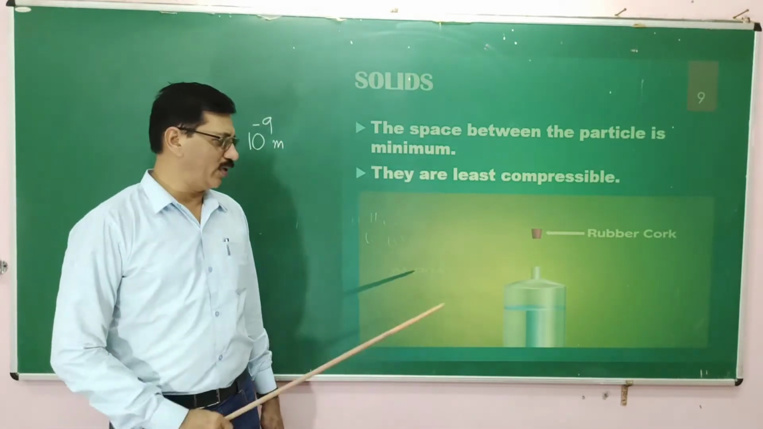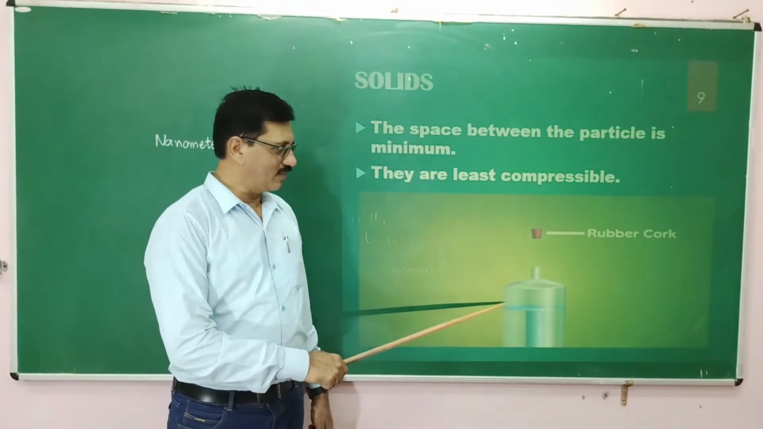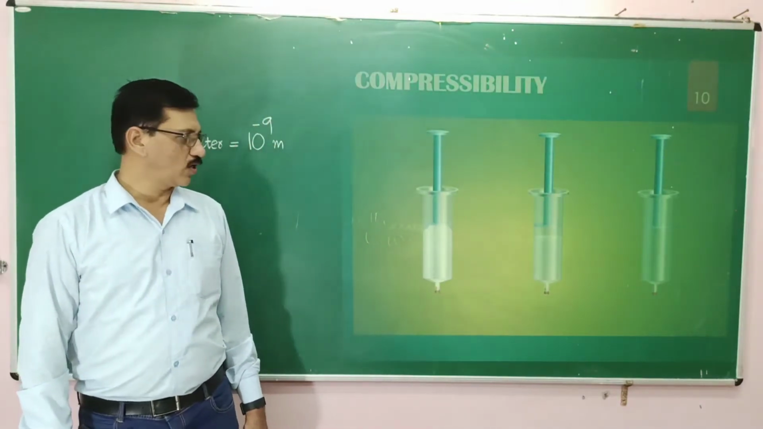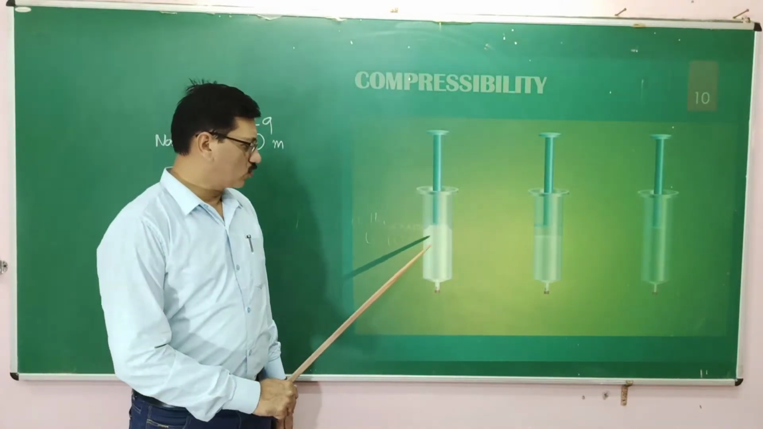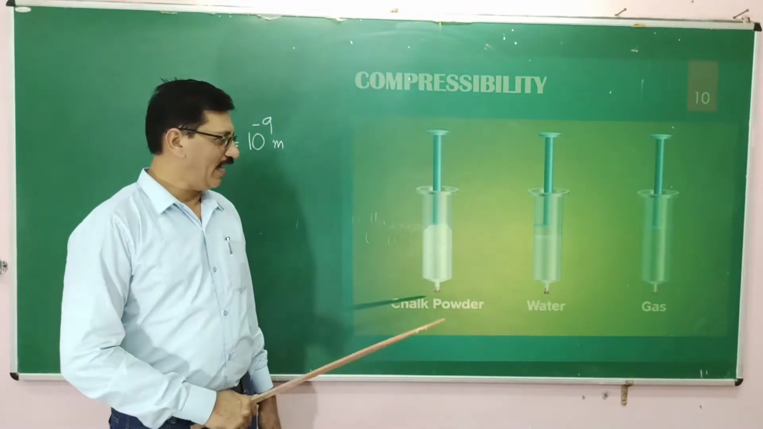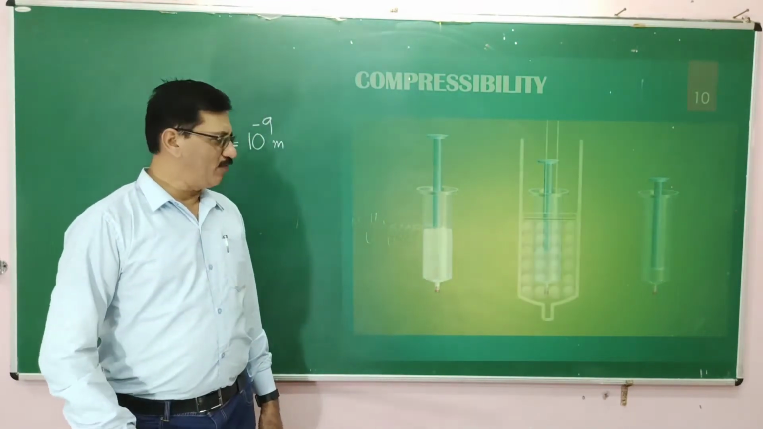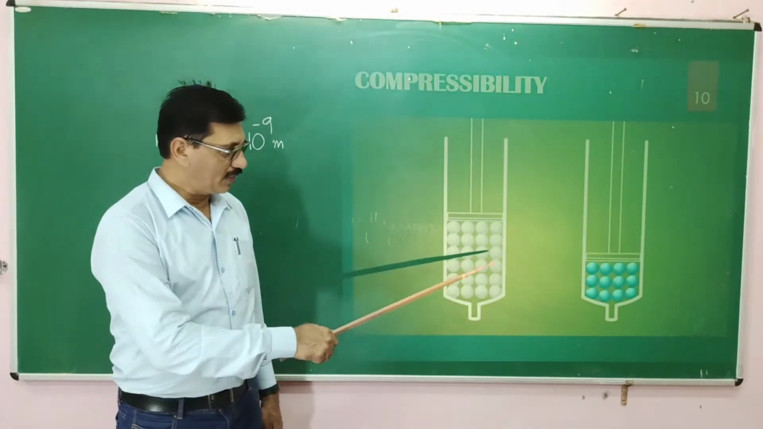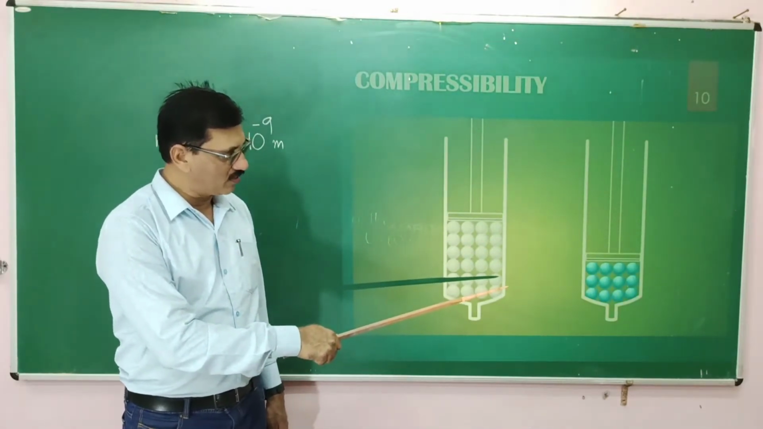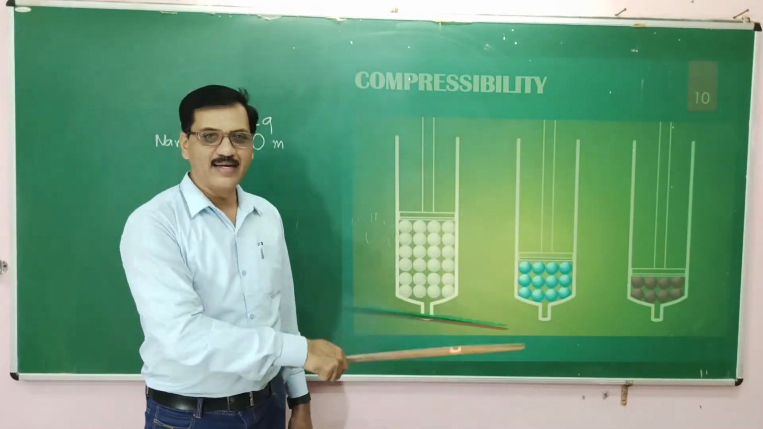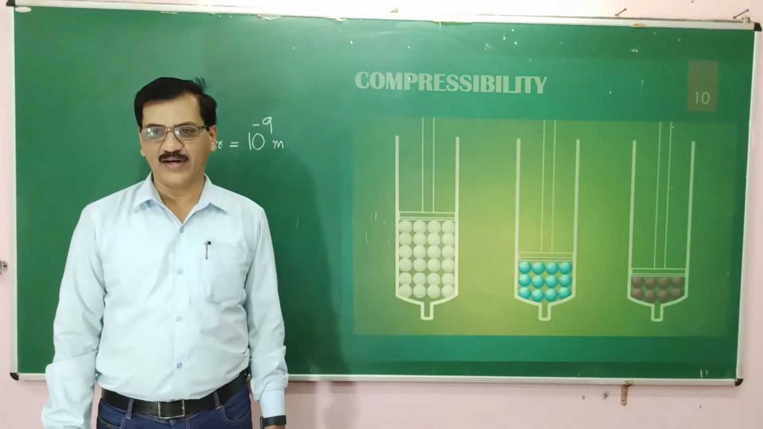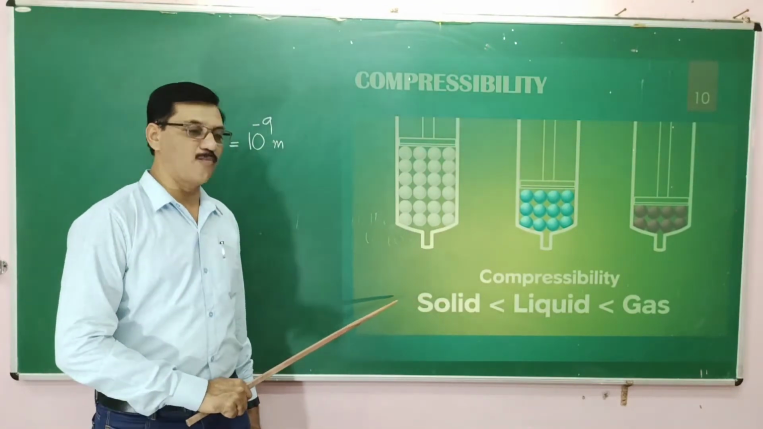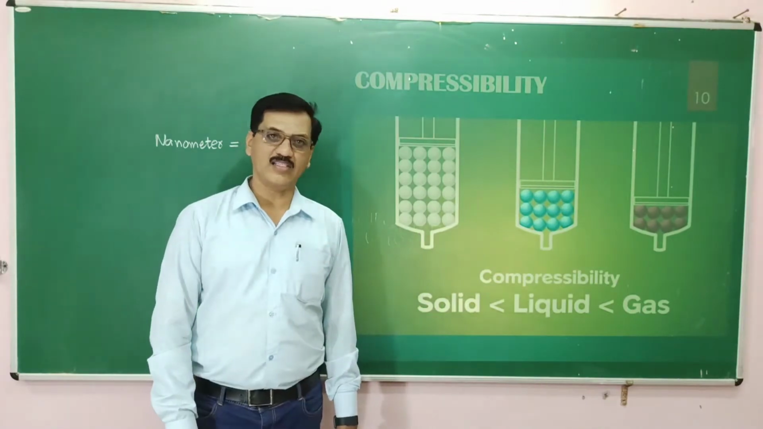Whenever compressibility comes up, we think of a syringe. So let us take a syringe and plug it with a rubber cork or a cotton, and we take solid, liquid and gas and try to compress, and we see that solids are not compressed much because of the arrangement of particles. But in the case of liquids, there is space and they can be compressed. In the case of gases, there is much space and they can be compressed more. So if you compare solid, liquid, gases, solids have less compressibility than liquids, and liquids are less compressible than gas.